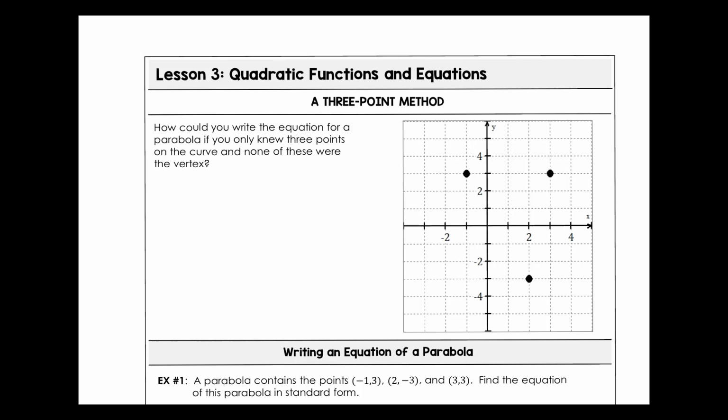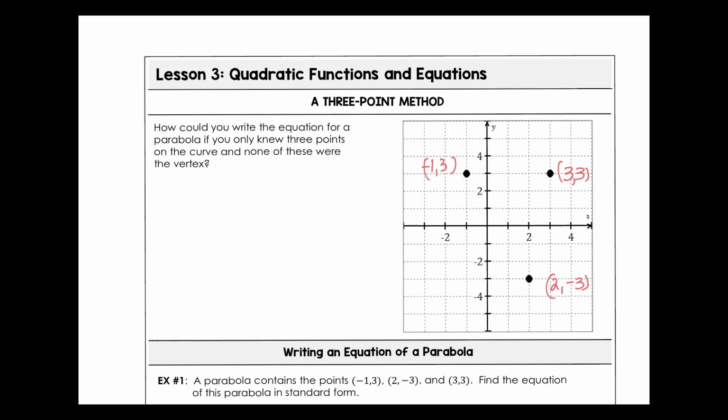So I think what we could do is look at the fact that this graph is passing through (2, -3), and (3, 3), so we know this (3, 3), and we know (2, -3), and we know (-1, 3).